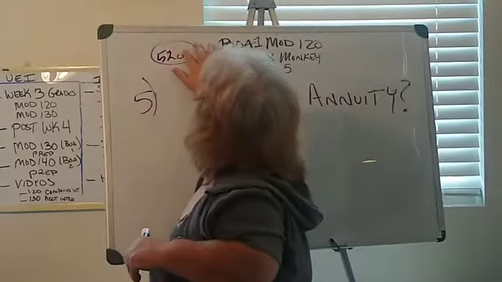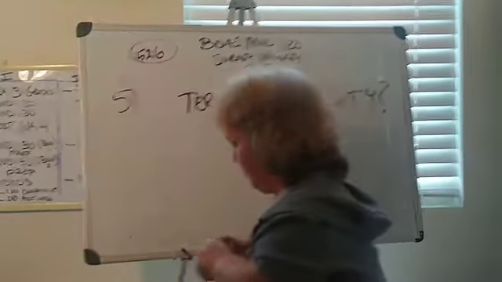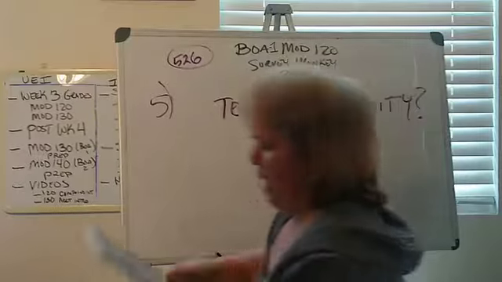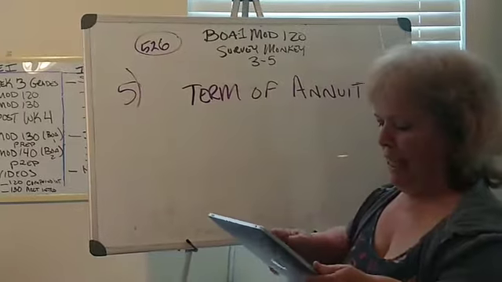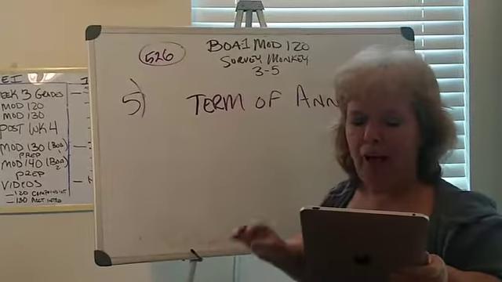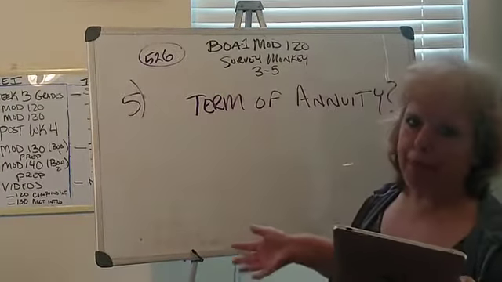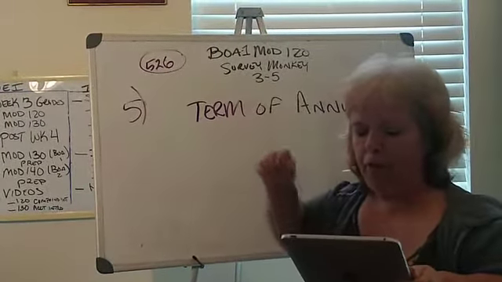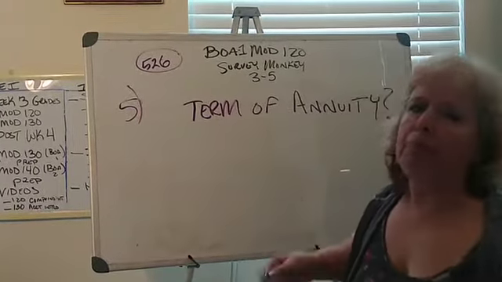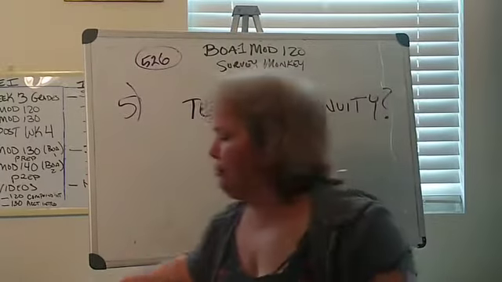Okay, that wasn't 528, that's actually 526. I wasn't wearing my glasses, so I apologize for that. The term of annuity on page 526 is the time from the beginning of the first payment period to the end of the last payment period. Simple. So that's number 5, and again, that's found on page 526 at the bottom.